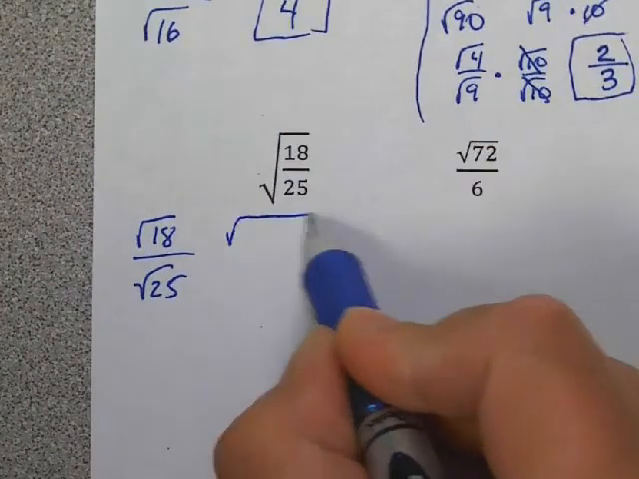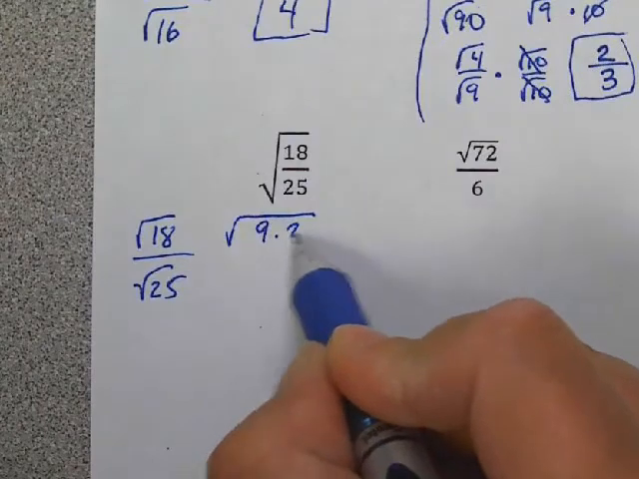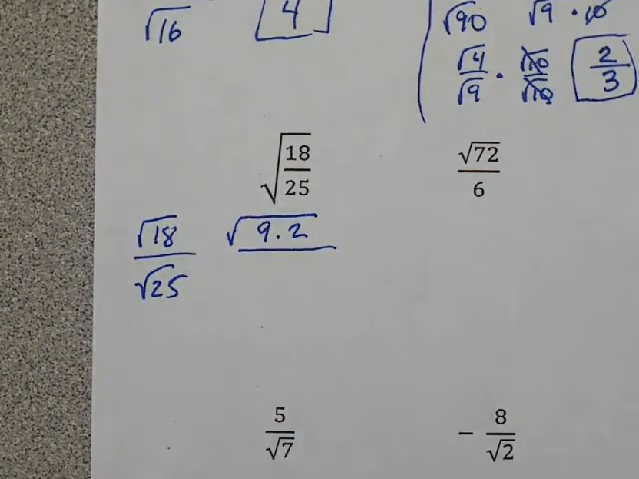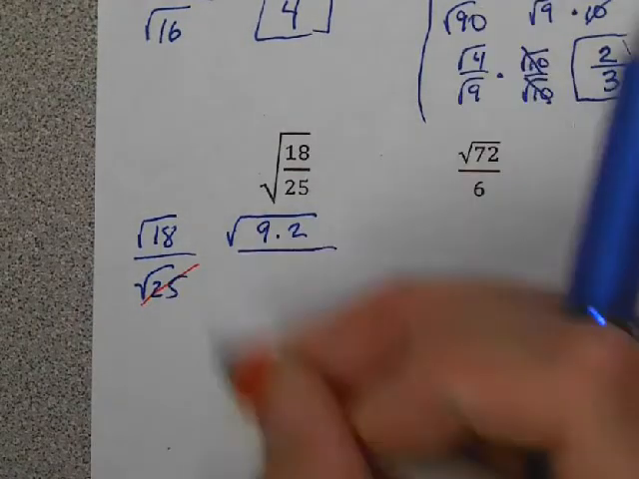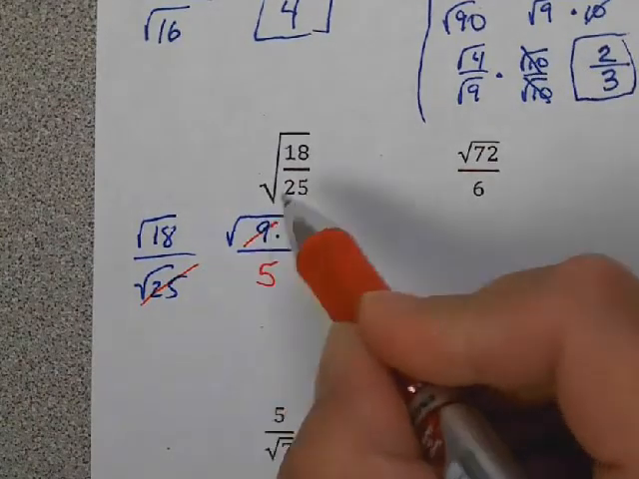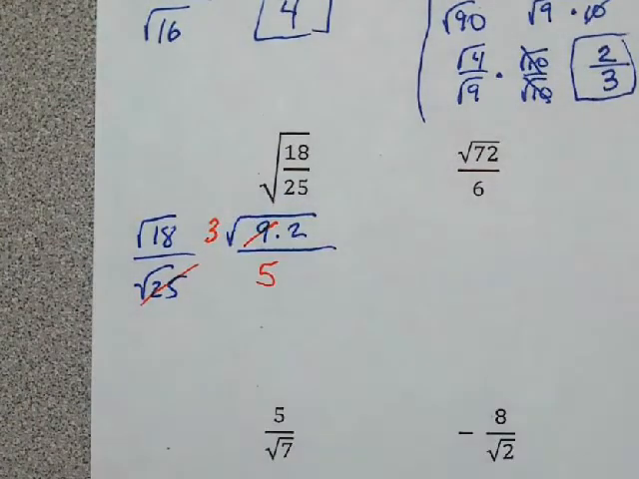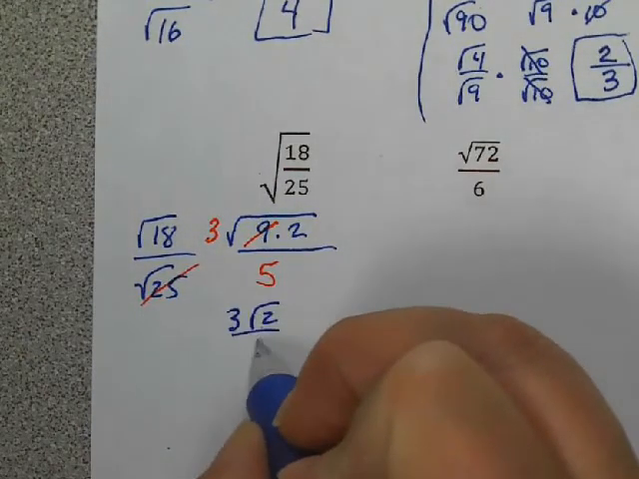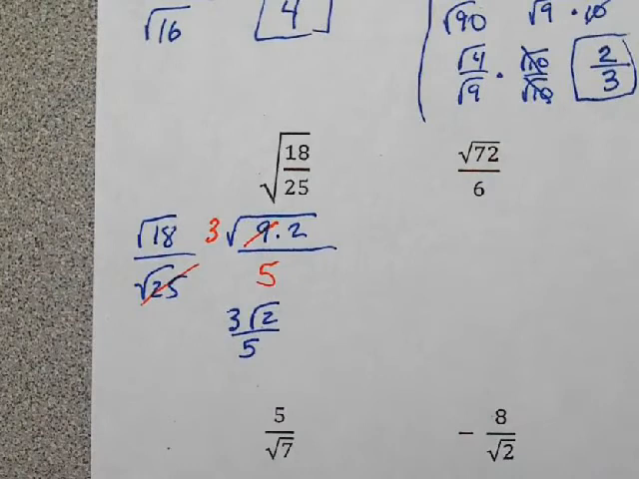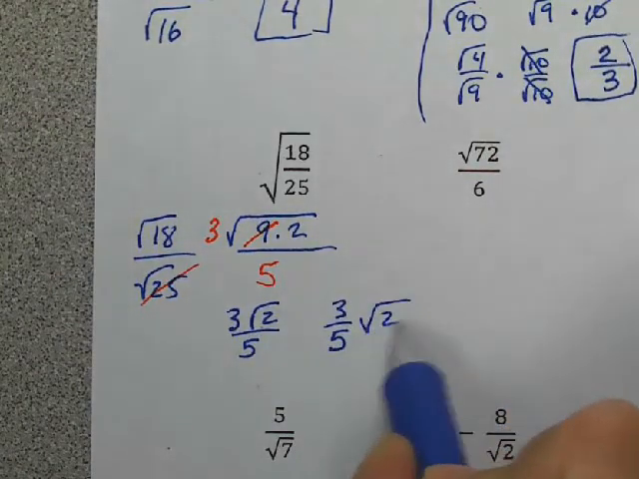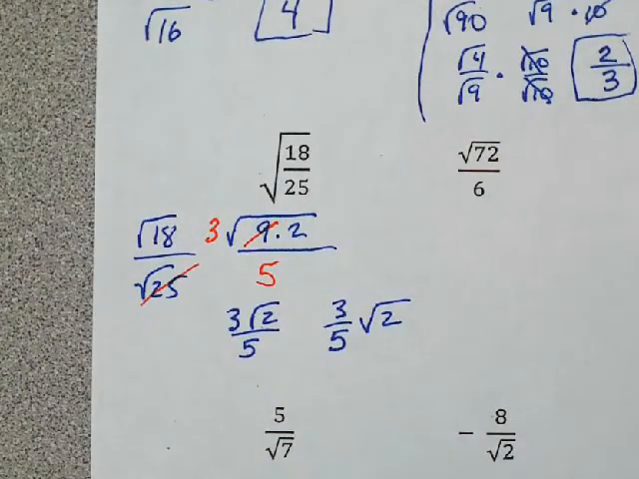I want to split that up, and I'm going to make it 9 times 2, because I know that 9 is a perfect square. And I already know that the square root of 25 is just 5. So now, since I know that the square root of 9 is 3, that puts a 3 in front of the radical. So my answer is 3 square root 2 over 5. Another way you could write this is 3/5 the square root of 2. Either way would be acceptable.